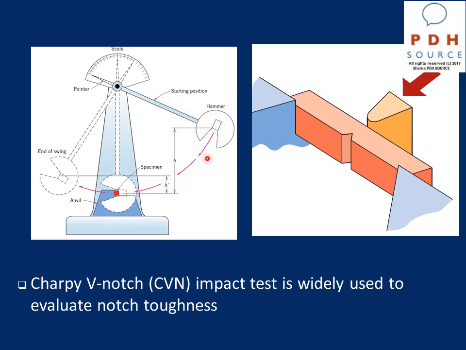We raise the pendulum to a certain height h and then release it. The hammer is going to strike the specimen and fracture it, and then it will swing to the other side to another height h prime. Basically, the energy absorption is computed from the difference between h and h prime and is a measure of the impact energy.